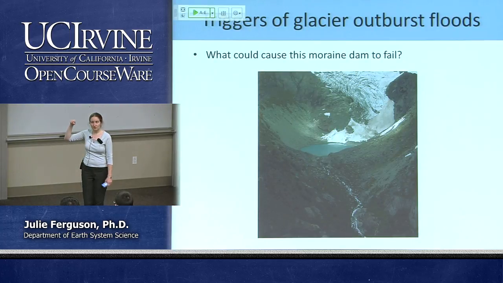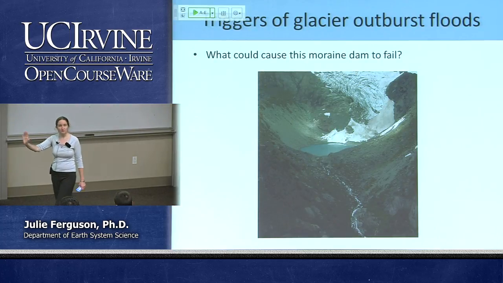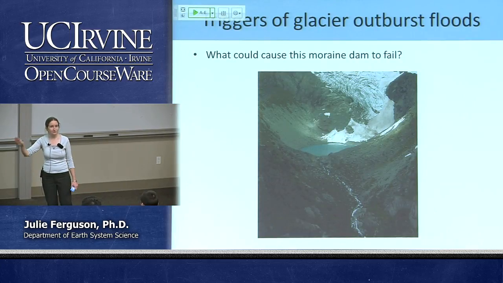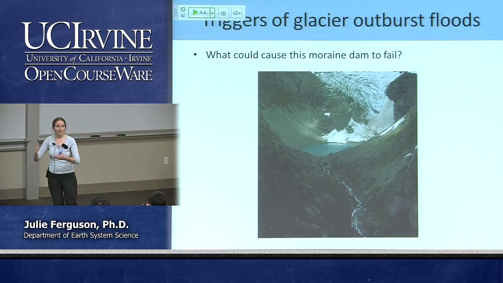And what that does is it creates a sort of wave that travels towards that moraine dam. And what it can do is overtop it in some places. And once it's overtopped and once there's a little channel through, then of course more and more water will flow through and it will deepen that channel and eventually it will just all go. What else could fall in?